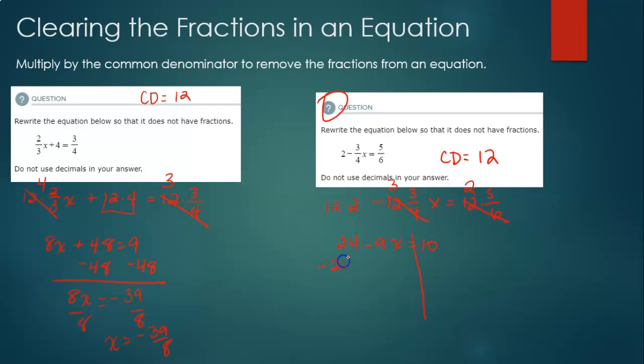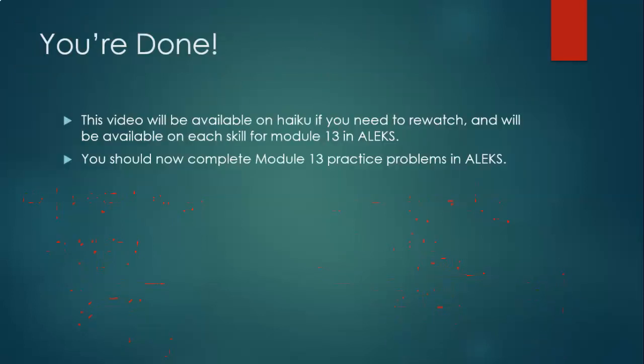This is now a two-step equation, so we're going to subtract 24 from each side to get the like terms together. I'm left with negative 9x equals negative 14. Divide both sides by negative 9. The x's cancel out. A negative divided by a negative becomes a positive, and that should be 14 over 9 there. And you're done.